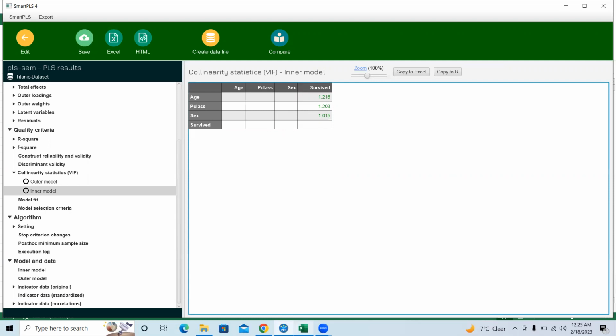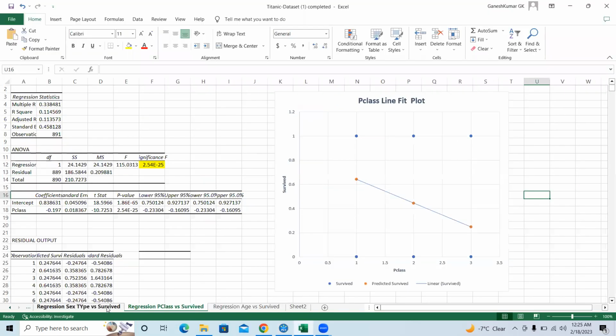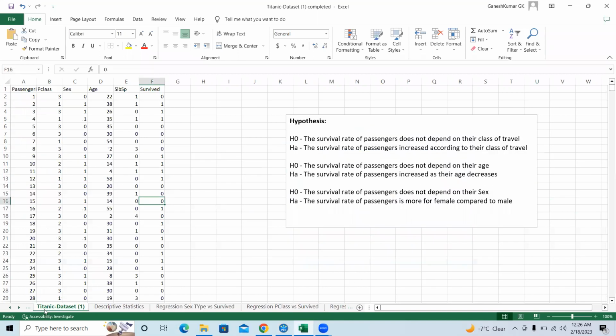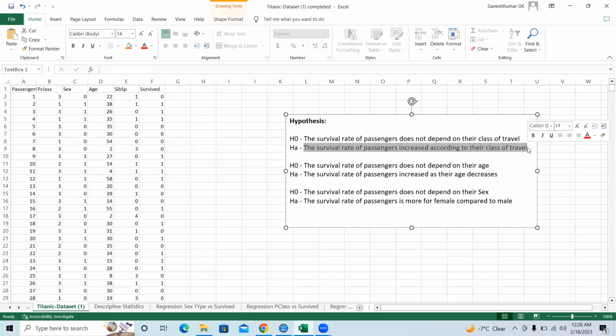And that's all I wanted to convey from this data set. So let's recap the hypotheses again. We have strong evidence that the survival rate of passengers increased according to the class of travel. When they traveled in the first class, they survived more compared to a person who traveled in the third class. And as their age decreases, the survival rate increases, which means the children and younger people tended to survive more in this disaster.